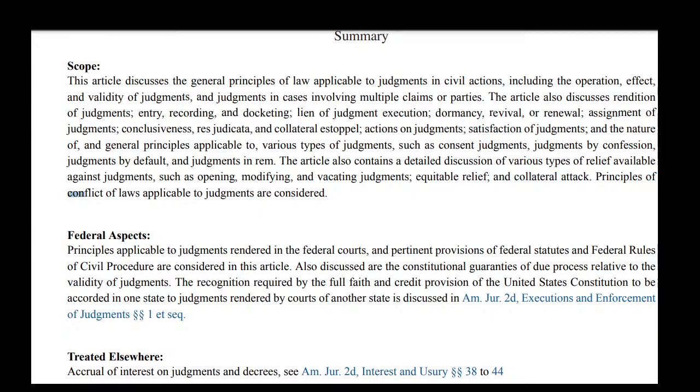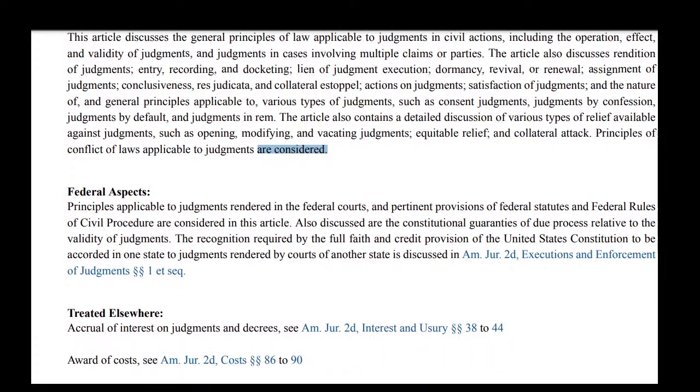Principles of conflict of laws applicable to judgments are considered. So this has quite a wide scope. As you see, there are many different types of judgments and principles that apply to them. There are also federal aspects: the principles applicable to judgments rendered in the federal courts, and pertinent provisions of the federal statutes and Federal Rules of Civil Procedure are considered in this article.